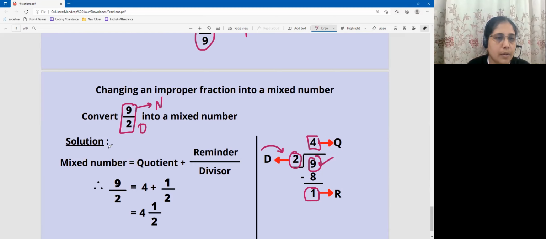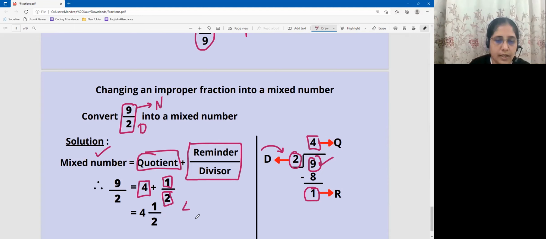Now, to form a mixed fraction from an improper fraction, we just have to write the quotient plus the remainder divided by the divisor. So what is the quotient here? 4. And what is the remainder here? 1. And what is the divisor here? 2. So it is 4 1/2. So this is how we convert improper fractions into mixed fractions.